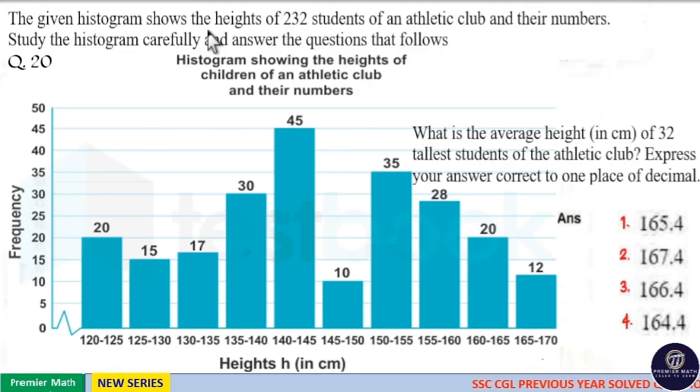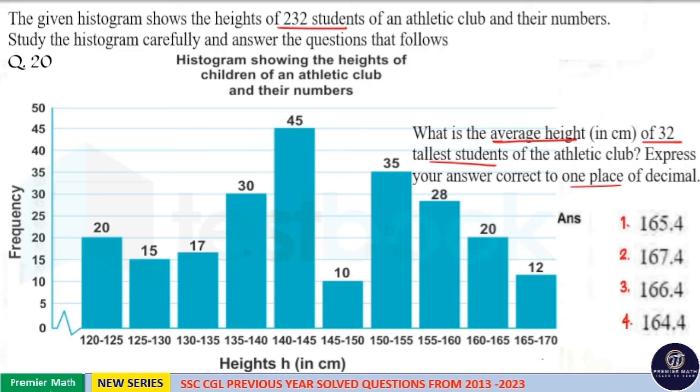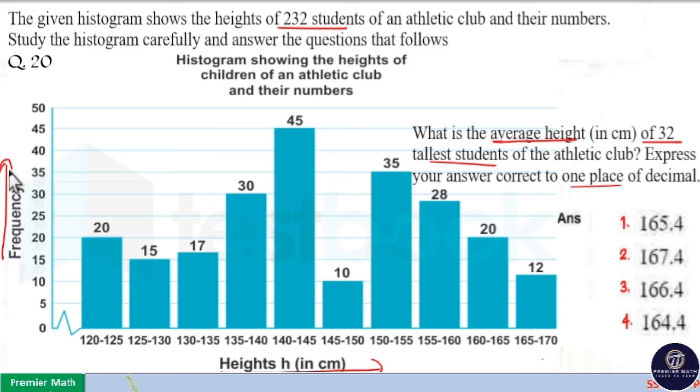The given histogram shows heights of 232 students of an athletic club and their number. Study the histogram carefully and answer the question that follows. The question is, what is the average height in centimeters of the 32 tallest students of the athletic club? Express your answer correct to one place of decimal. Here, heights are given on the x-axis and frequency, meaning the total number of students, is given on the y-axis. Minimum height is given as 120 and maximum height is given as 170.